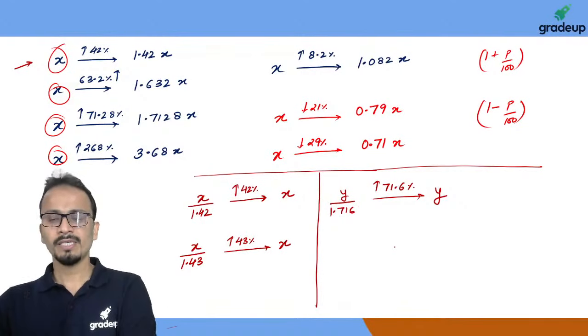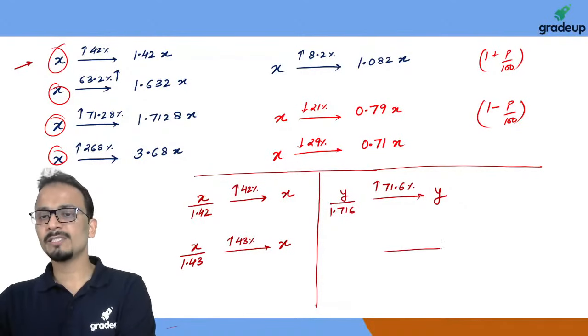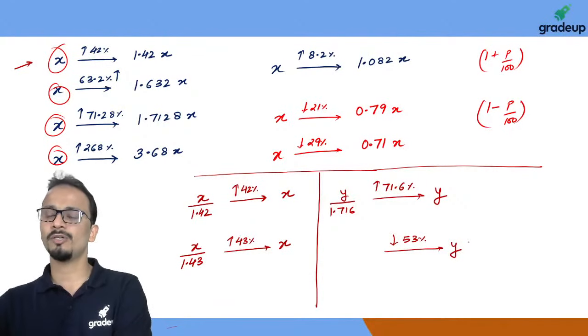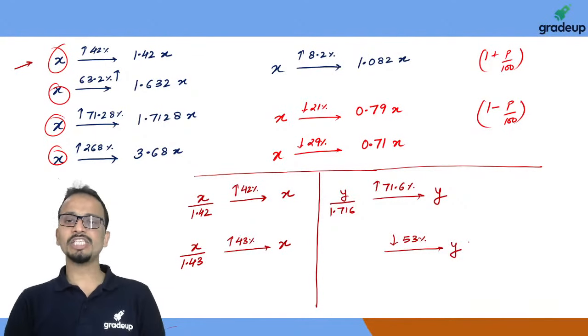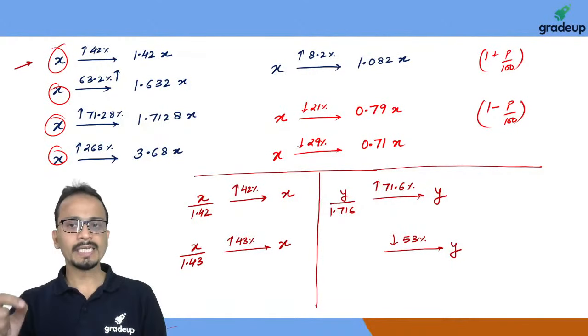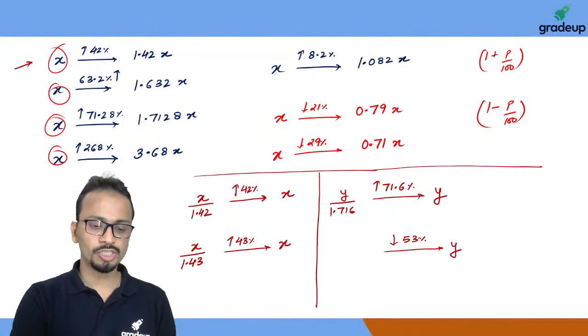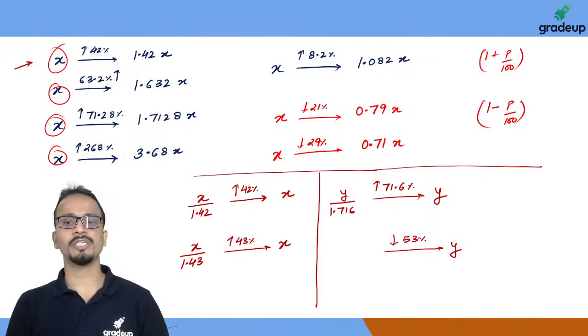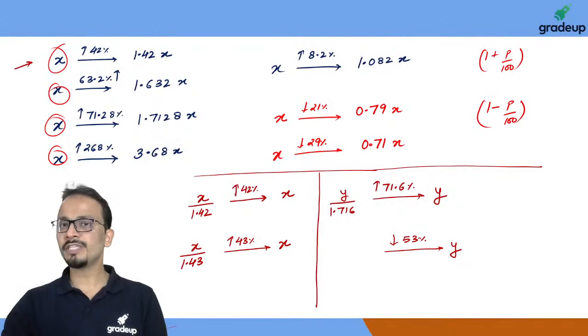Fine. One more example for the decrease. A number when decreased by 53 percentage, the final value is Y. We want to find out the initial value. Now slowly, carefully, there is a decrease of 53 percentage. So what factor will be generated for a decrease of 53 percentage?